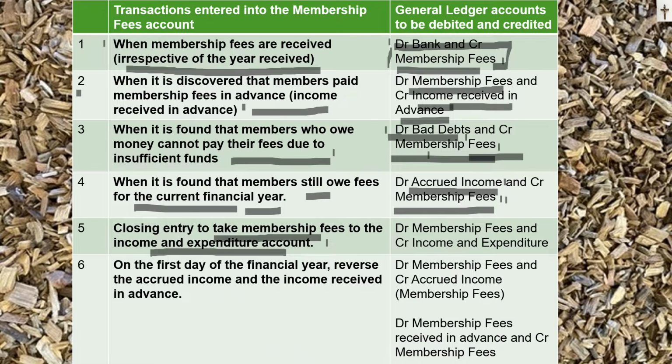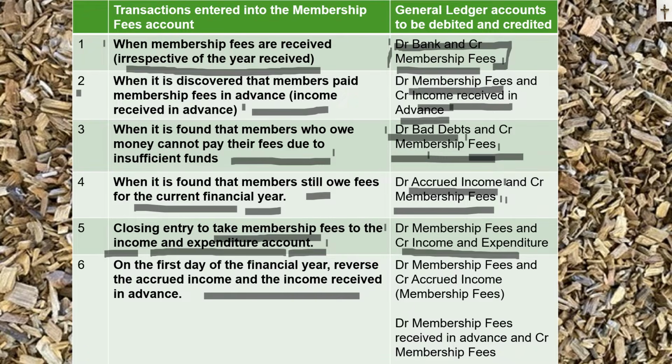All income and expenses in the club are closed off to an account which will calculate whether we made a surplus or a deficit. So membership fees is income to the club. It's closed off to the income and expenditure account. And in order to do that, we will debit the membership fees account and credit the income and expenditure account.